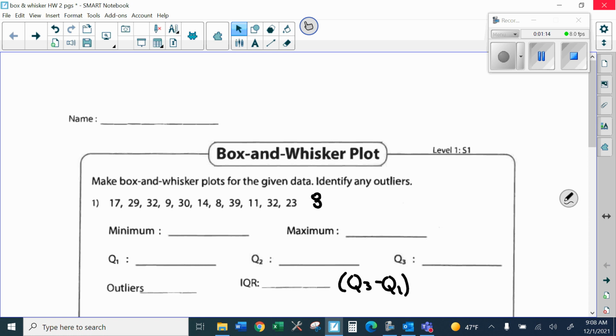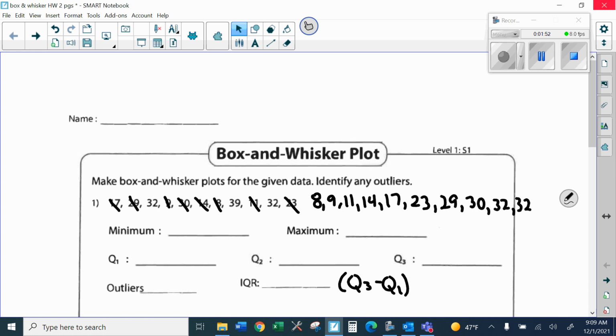So 8, 9, you can cross out as you're going. Next one up is 11. Next one up is 14. Next one up is 17. Next one up is 23. Next one up is 29. Next one up is 30. Next one up is 32, and we have 2 of those. And the last one is 39.